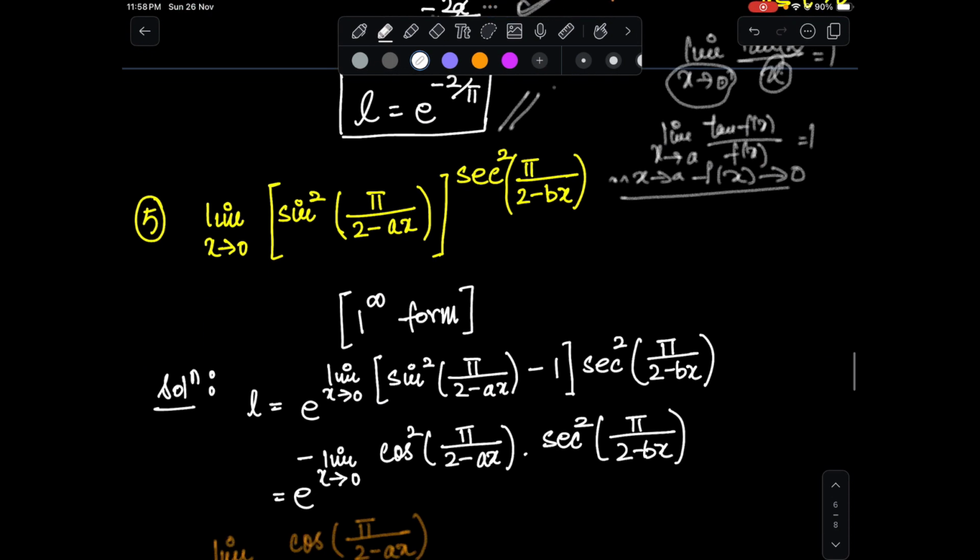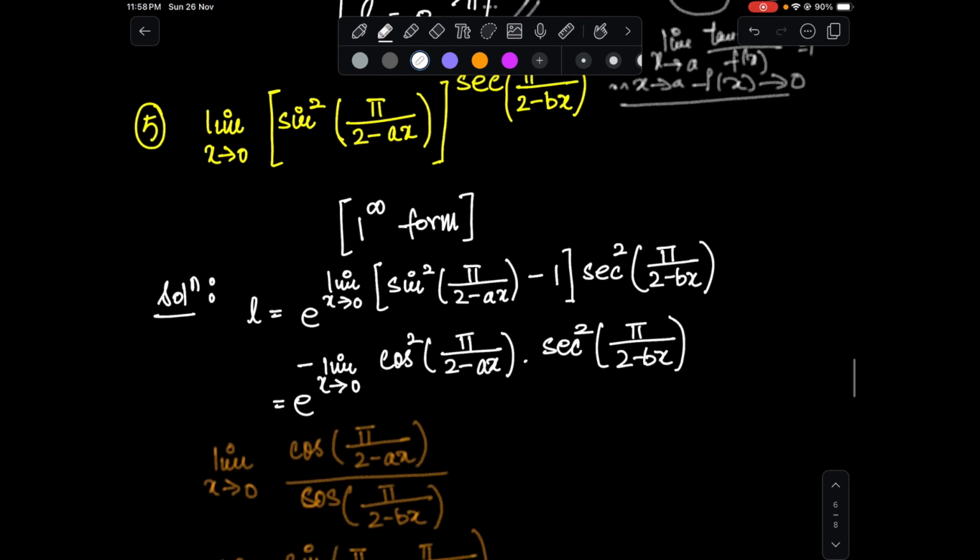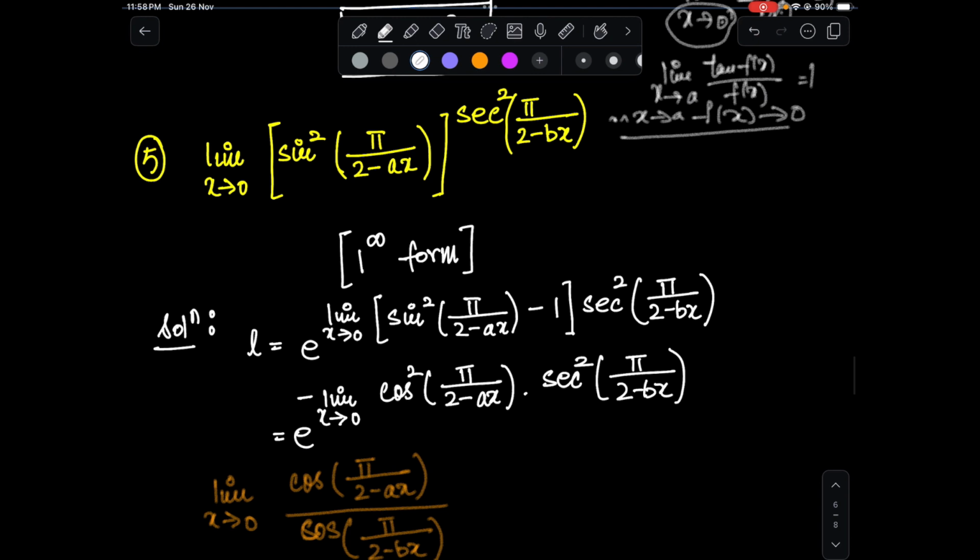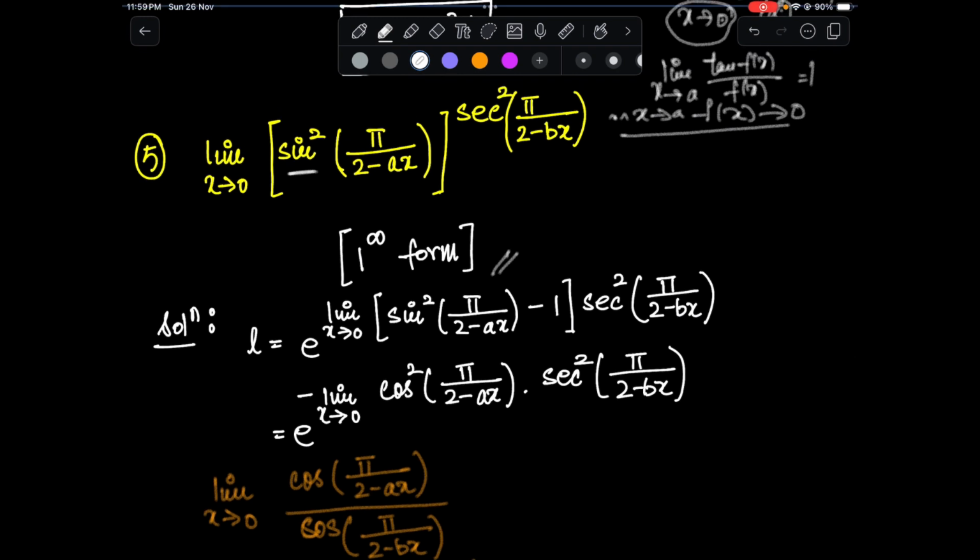Okay, coming to the next problem now. It's again involving sine and cos, basic trigonometry. So whenever I see sine, I always think of the sine x by x form. So in this, I will get 1 to the power infinity. You can check it, it's very easy.